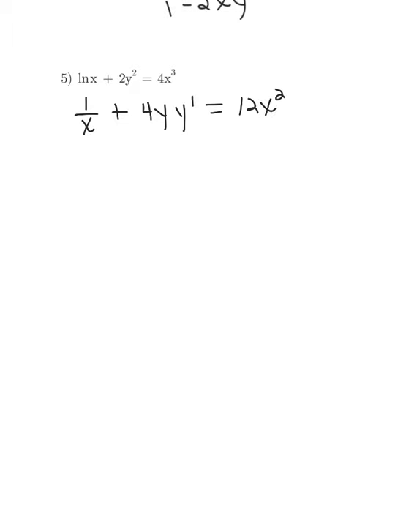equals the derivative of the 4x cubed, which is 12x squared. To finish this, we need to get the y prime by itself. So I'm going to leave it on the left. 4y prime equals 12x squared minus 1 over x.